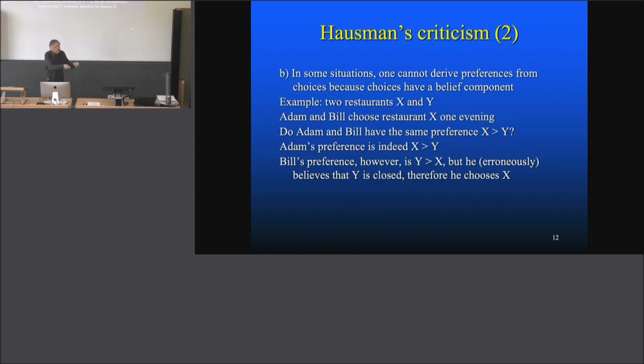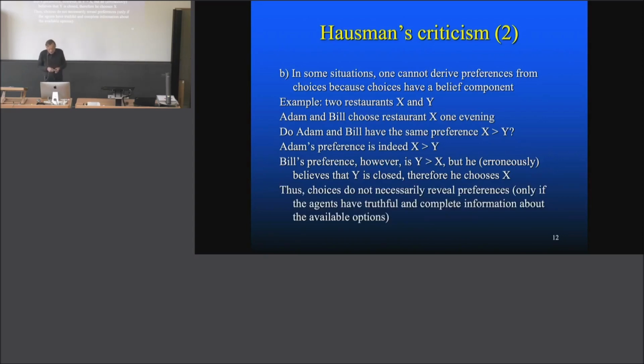So you see these two agents both choose the same item, namely restaurant X, but one on the mistaken belief that the other alternative is not available, right? And there you see that a belief component enters the choices in addition somehow to the preferences, right? Because Bill would rather go to restaurant Y, but he doesn't choose it and goes with Adam to restaurant X because he thinks mistakenly that Y is closed.